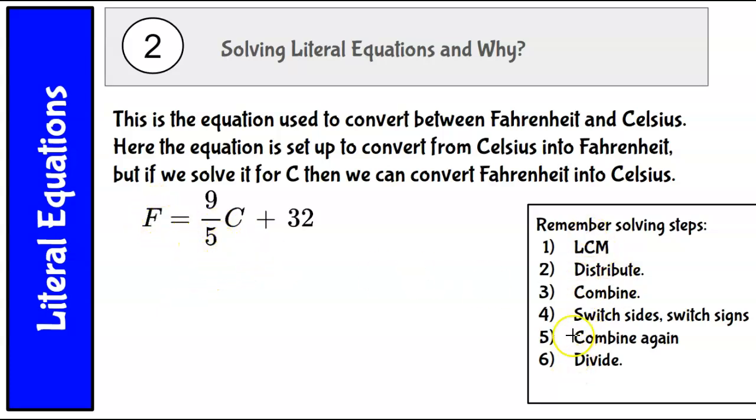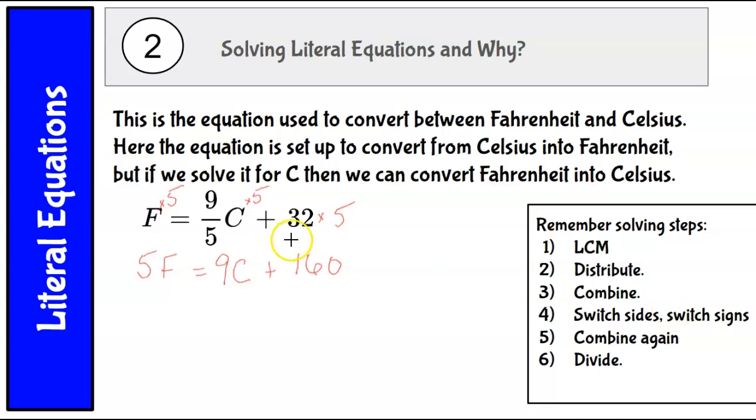The steps are still the same. We still look for a least common multiple, which would be 5. So we're going to multiply everything by 5, and I'm going to use x even though I told you not to use x ever. So this would be 5F equals 9C plus, I'm going to use my calculator because I don't know that one off the top of my head, 160. And then we need to distribute, which we don't have that. We don't have any combined like terms.